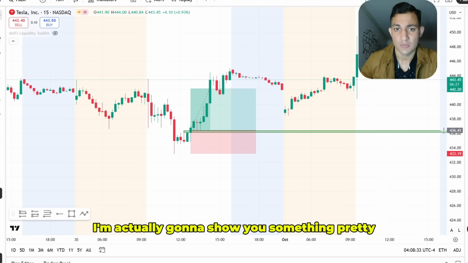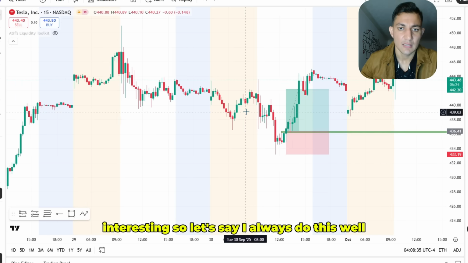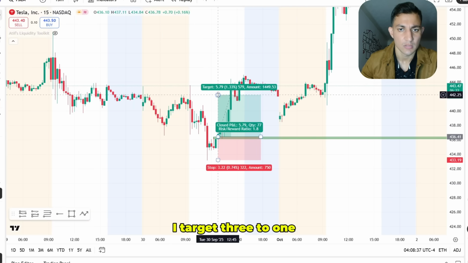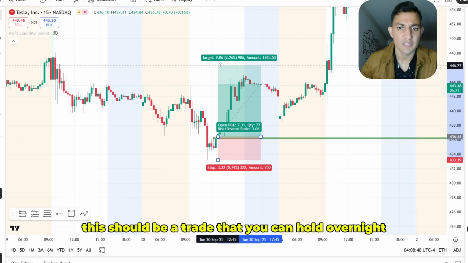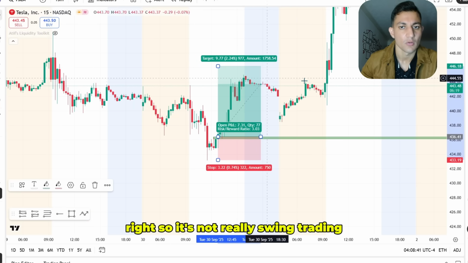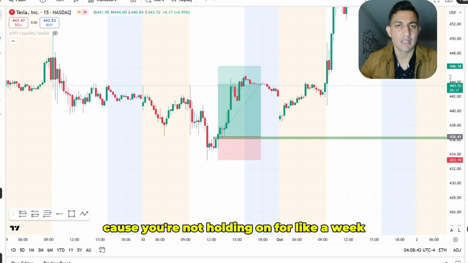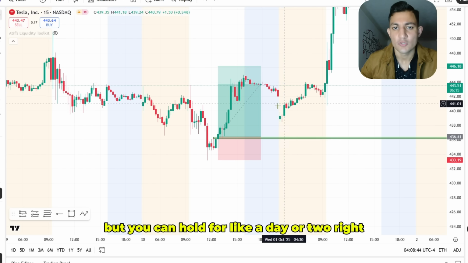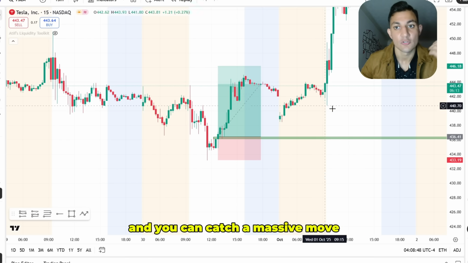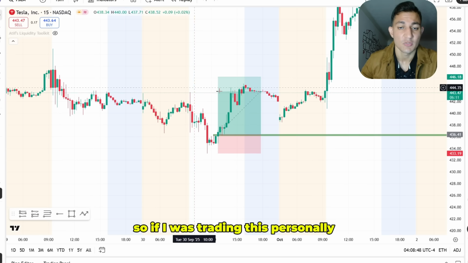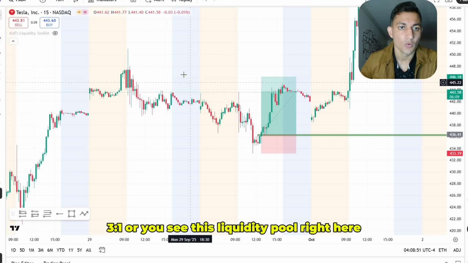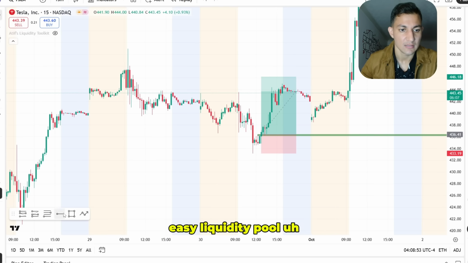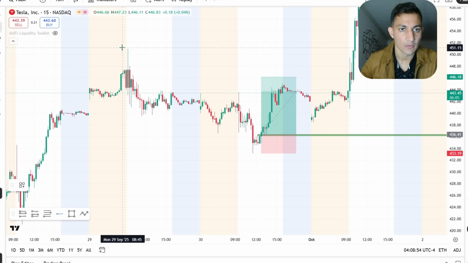I'm actually going to show you something pretty interesting. I always target a 3-to-1. This would be a trade that you can hold overnight. It's not really swing trading because you're not holding on for a week, but you can hold for a day or two, and you can catch a massive move. So if I was trading this personally, 3 to 1, or you see this liquidity pool right here, an easy liquidity pool, which you can target.